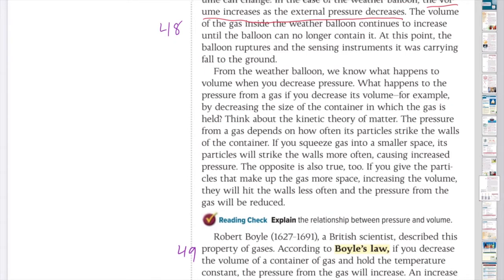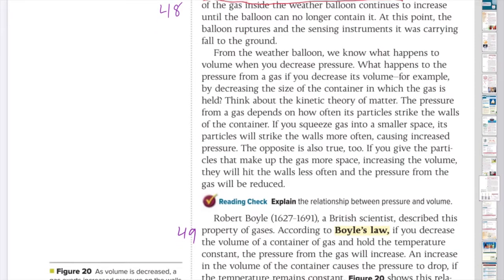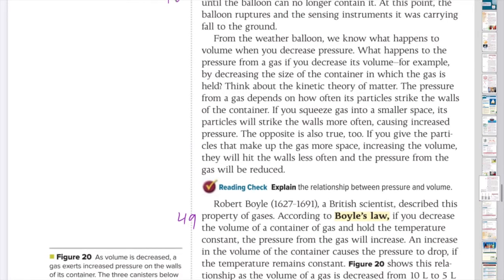From the weather balloon, we know what happens to volume when you decrease pressure. What happens to the pressure from a gas if you decrease its volume? For example, by decreasing the size of the container in which the gas is held. So think about the kinetic theory of matter. The pressure from a gas depends on how often its particles strike the walls of the container. If you squeeze gas into a smaller space, its particles will strike the walls more often, causing increased pressure.